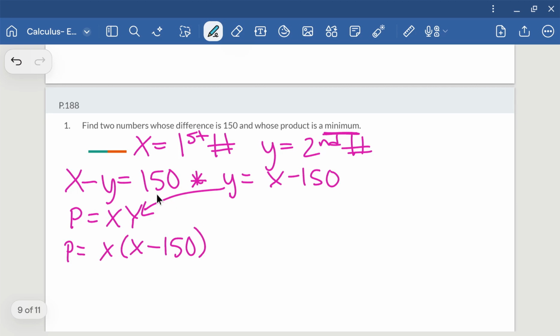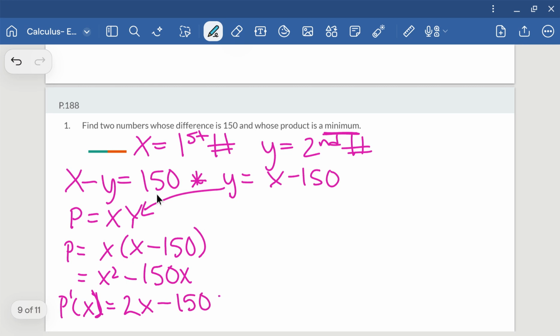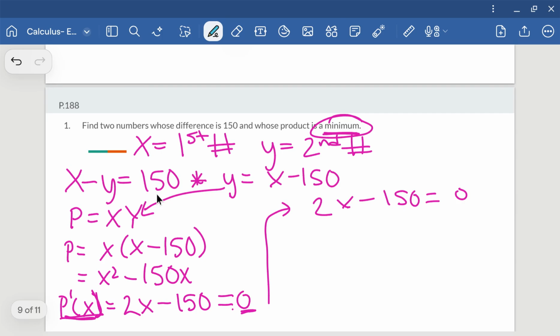We can expand that out. We'll get x squared minus 150x. And then that part where it says that this product is a minimum, that means if we take the derivative of what's happening, we would get 2x minus 150. That would equal 0, right? Because if you have a product or anything equaling a minimum or maximum, that means your derivative equals 0. So if it equals 0, that now means we can solve for x. So if we go 2x minus 150 equals 0, solving for x, x is going to equal 75.